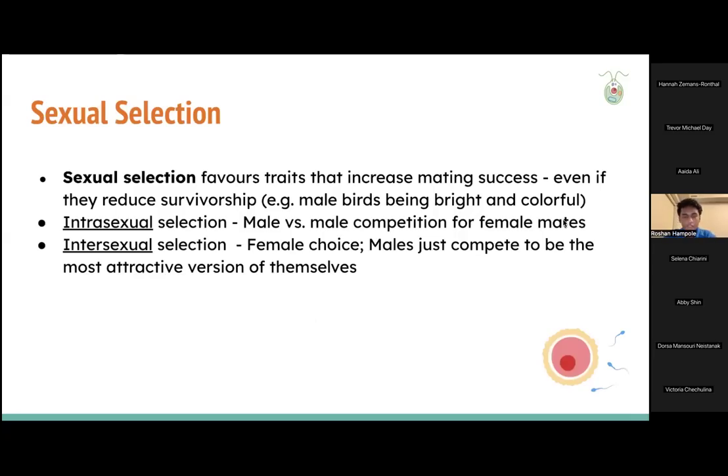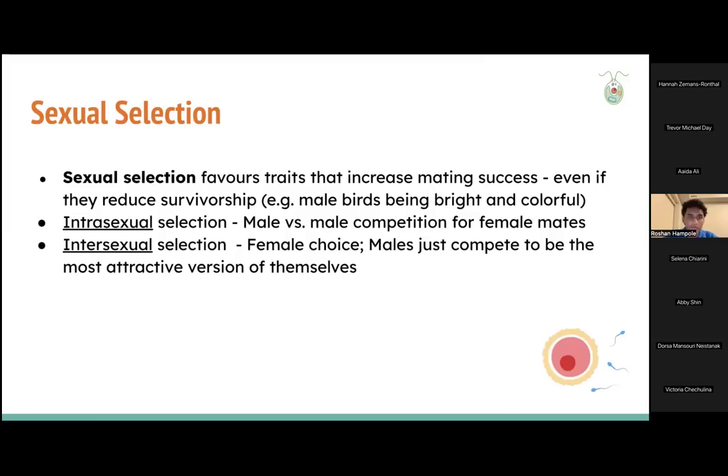Okay, so sexual selection, just another term to know. Sexual selection favors traits that increase mating success, even if they reduce survivorship. Obvious example is that male birds are often bright and colorful because the females find that attractive, even if that gives them a lower survival advantage and makes them more prone to predators. So sexual selection means selection that improves mating success as opposed to improving just survival.